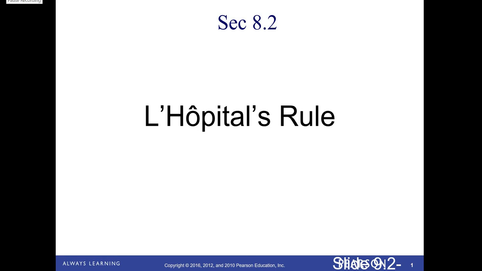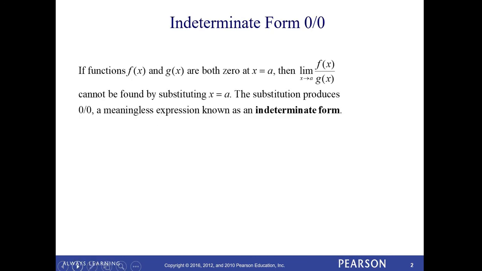Section 8.2 is L'Hopital's rule. So we're going to be using L'Hopital when we have an indeterminate form. So if the functions f of x and g of x are both 0 at x equals a, then the limit as x approaches a of f of x over g of x cannot be found by substituting x equals a. So in other words, if I put in f of a over g of a, I will get an indeterminate form of 0 over 0, which is a meaningless expression known as indeterminate.